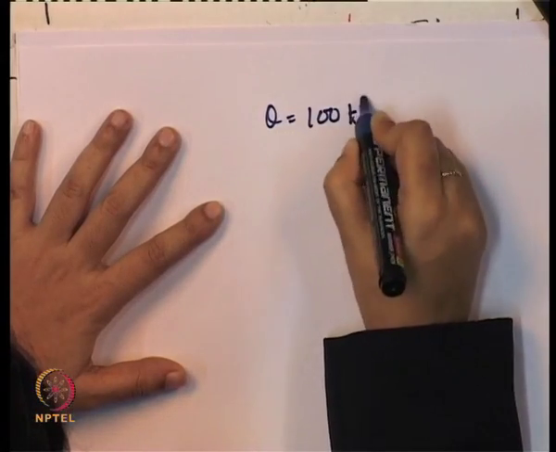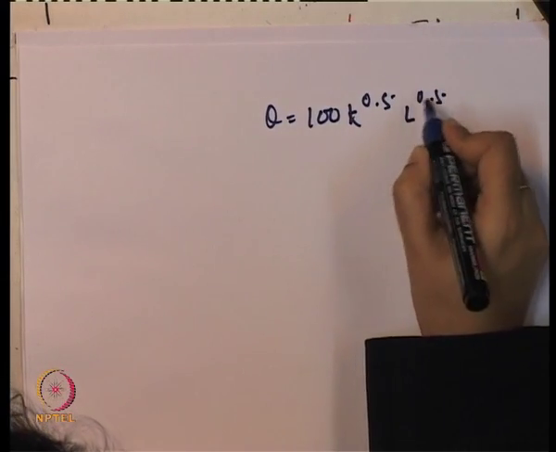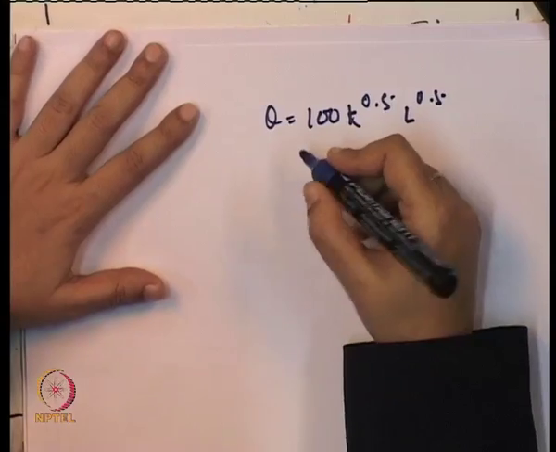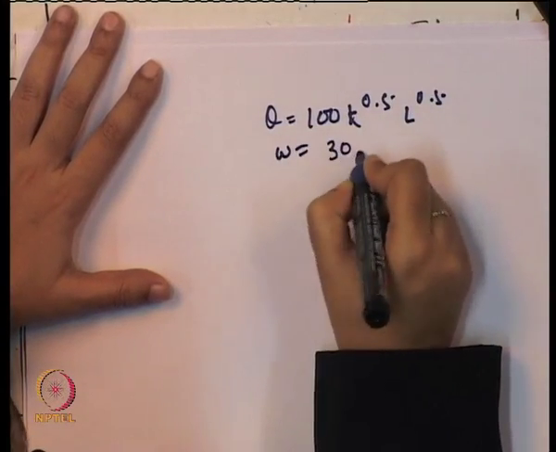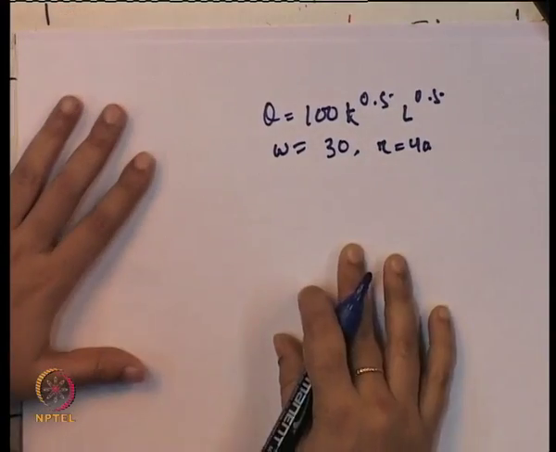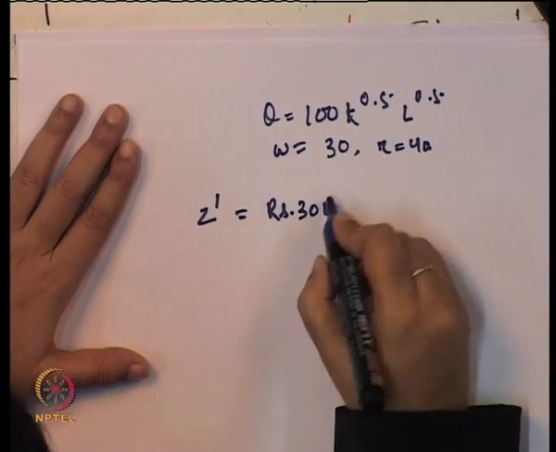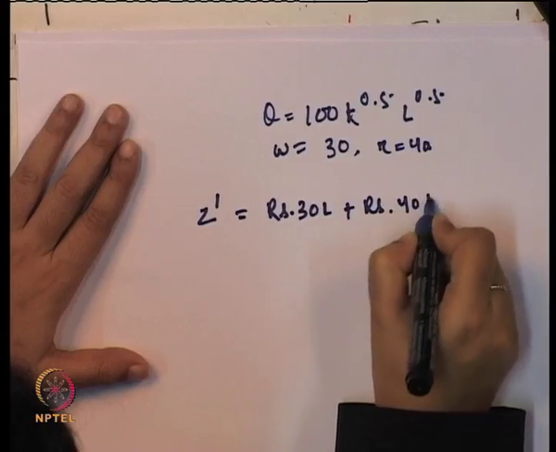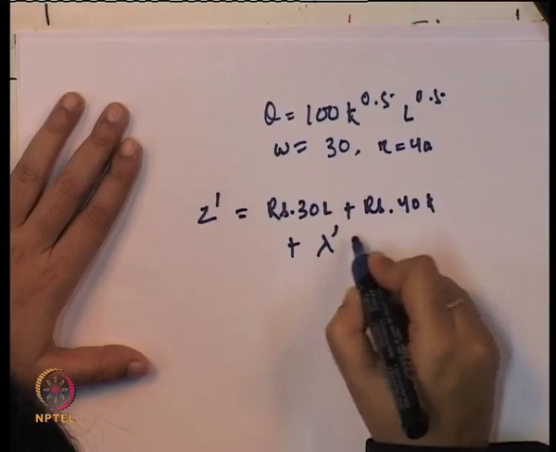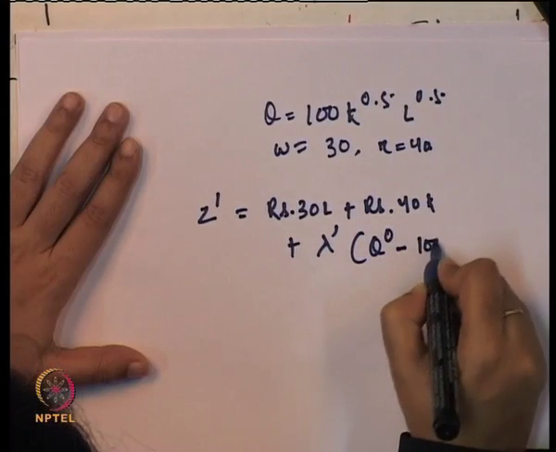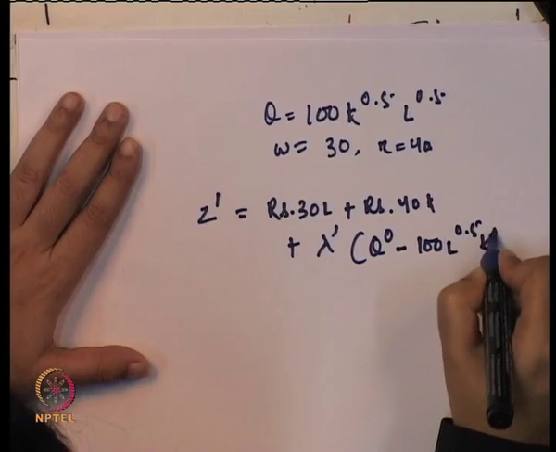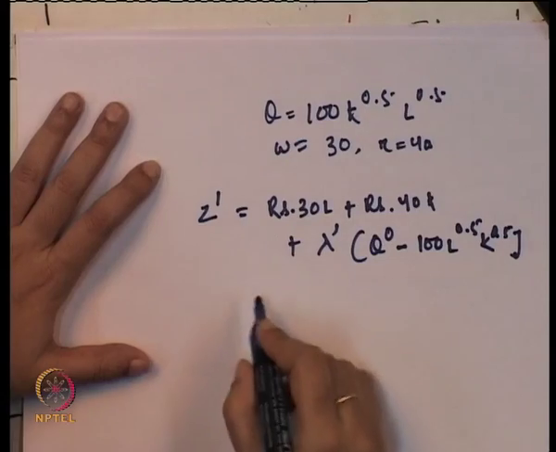Then how will we go about this? We will take the help of the Lagrangian multiplier to solve this. So, Q is equal to 100 K to the power 0.5 and L to the power 0.5, and here we have W equal to 30 and R equal to 40. First we will find the composite function. Now, the composite function is rupees 30 L plus rupees 40 K plus lambda dash times Q0 minus 100 L to the power 0.5 K to the power 0.5.